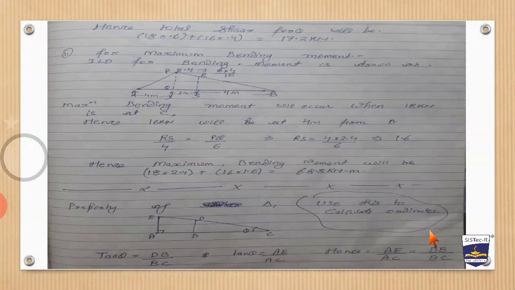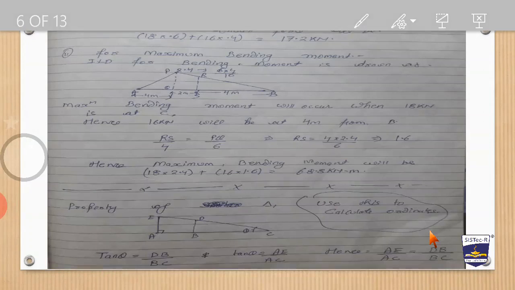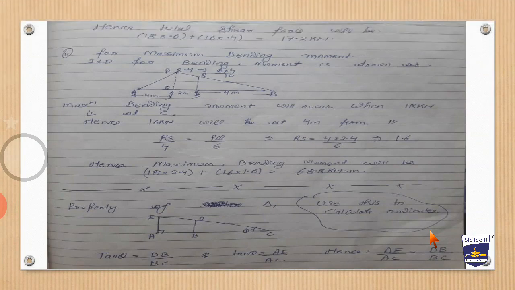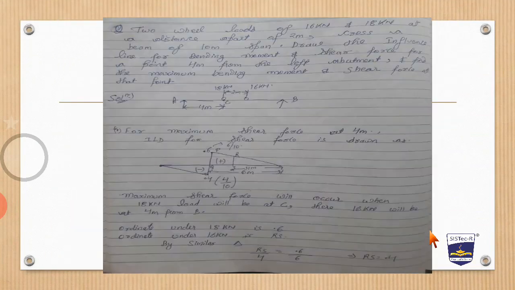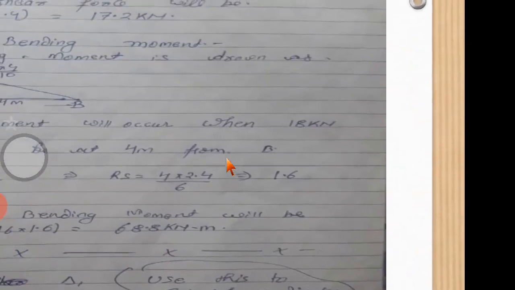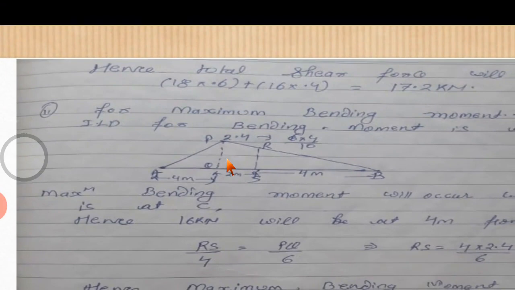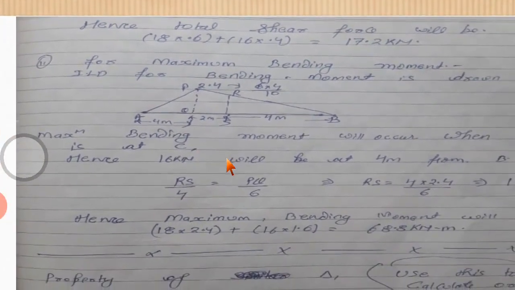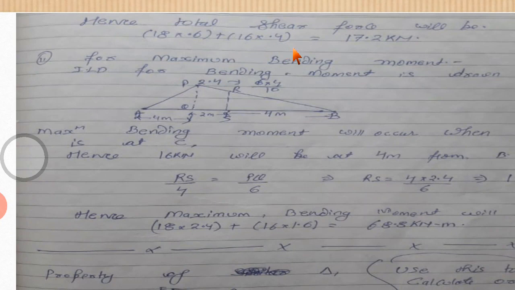Hence total shear force will be equal to the force into ordinate. So here the 18 kilonewton will be at 0.6. So 18 into 0.6 plus 16 into 0.4, that is 17.2 kilonewton. Okay, similarly we will draw for the bending moment diagram.